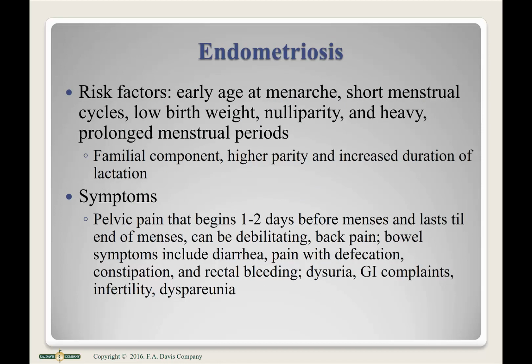So risk factors, we're shooting in the dark here. Early age of menarche, short menstrual cycles, low birth weight, no pregnancies ever, heavy prolonged menstruations. There can be a familial component. Either nulliparity or high parity, so lots of pregnancies, no pregnancies, whatever, it's probably a risk factor.